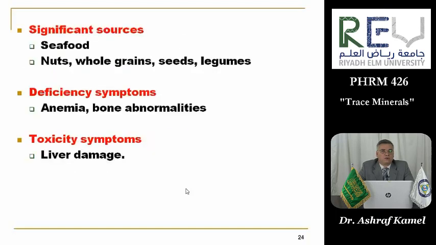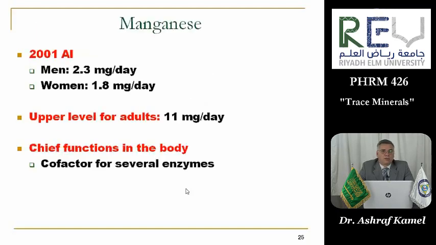Significant sources include the seafood, nuts, whole grains, seeds, legumes, and deficiency symptoms is manifest by anemia and bone abnormalities. Toxicity leads to liver damage. Manganese. In 2001, adequate intake in men is 2.3 and in women 1.8 milligram per day, and the upper level for adults is 11 milligram per day.